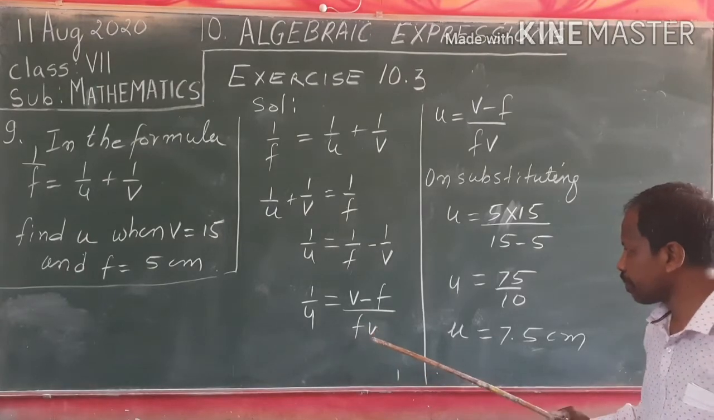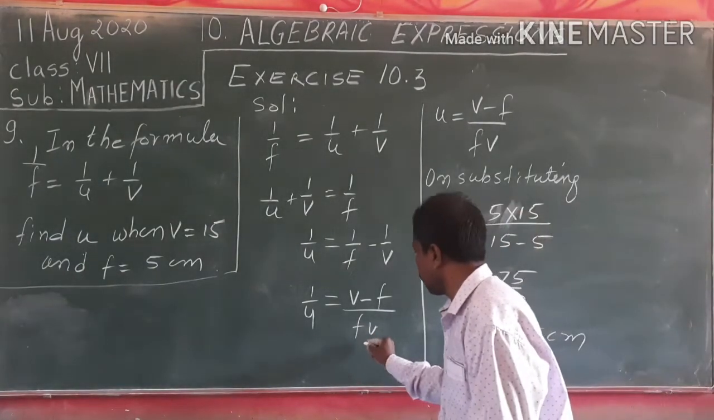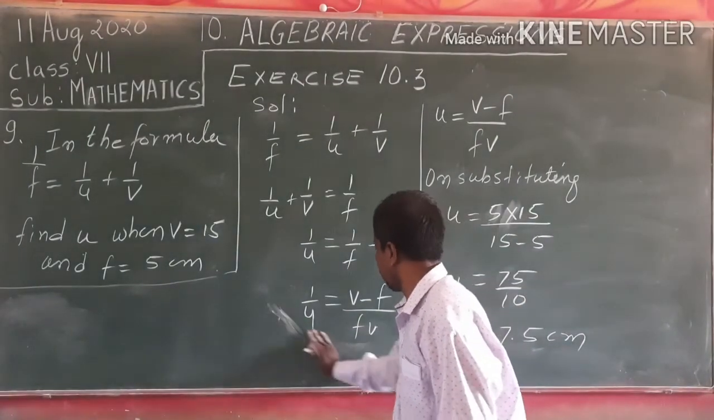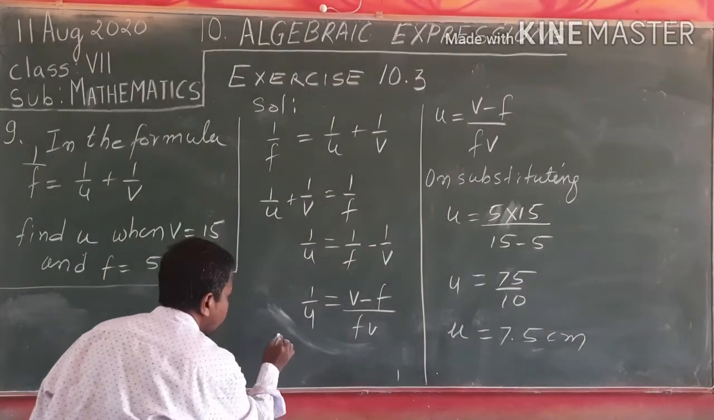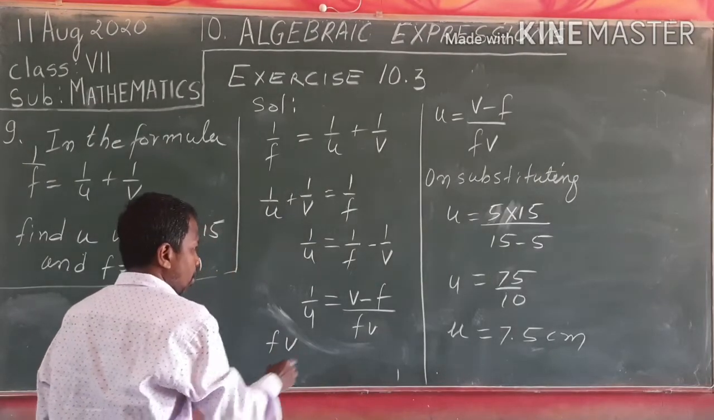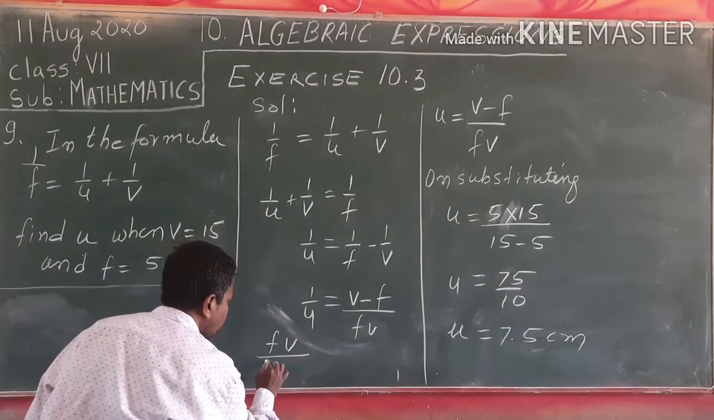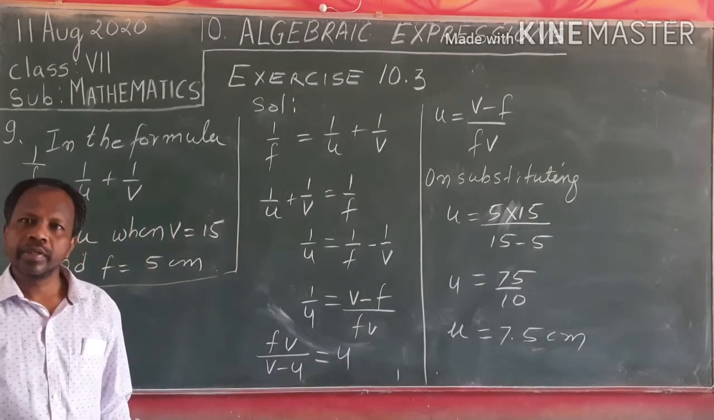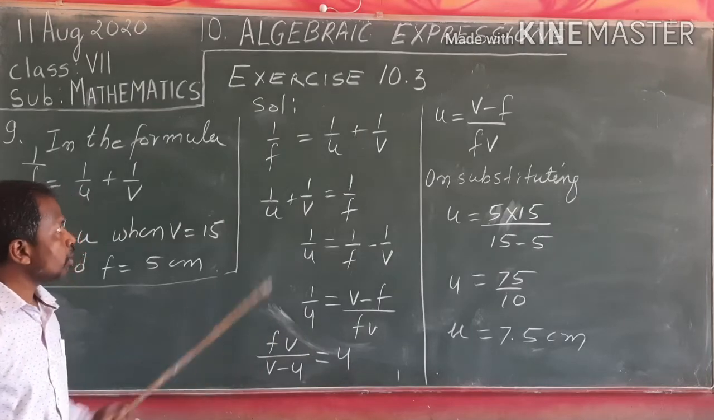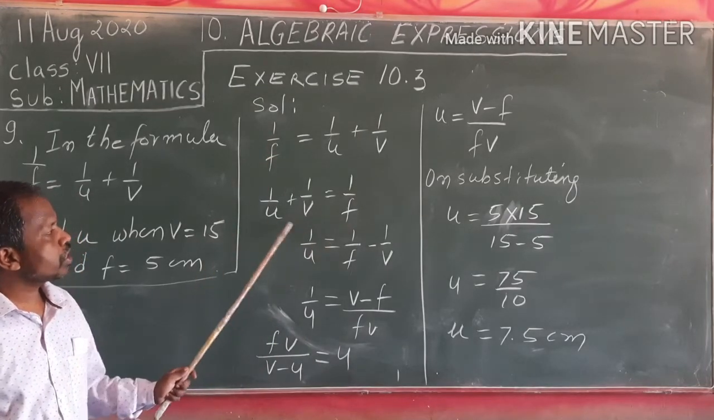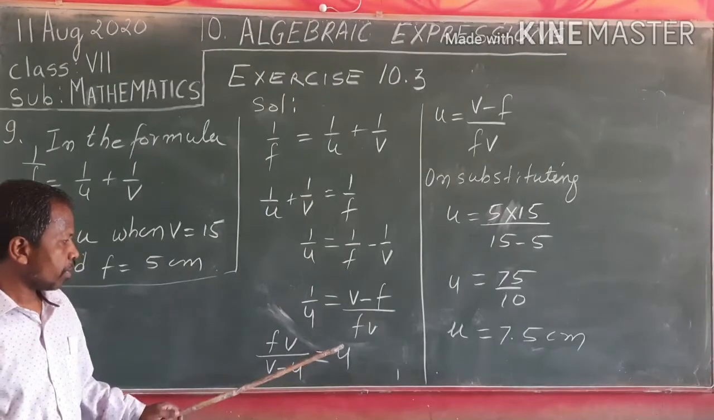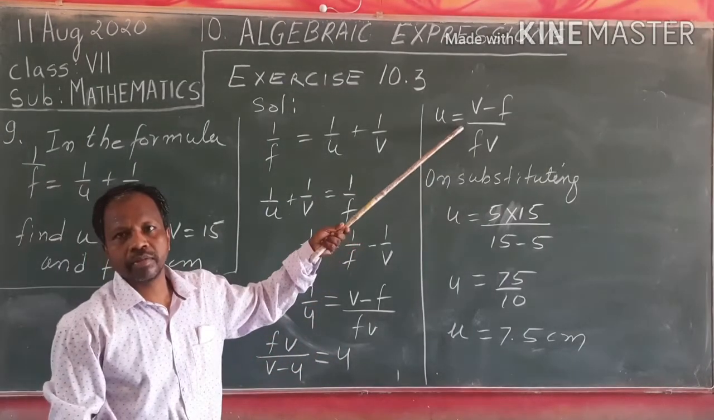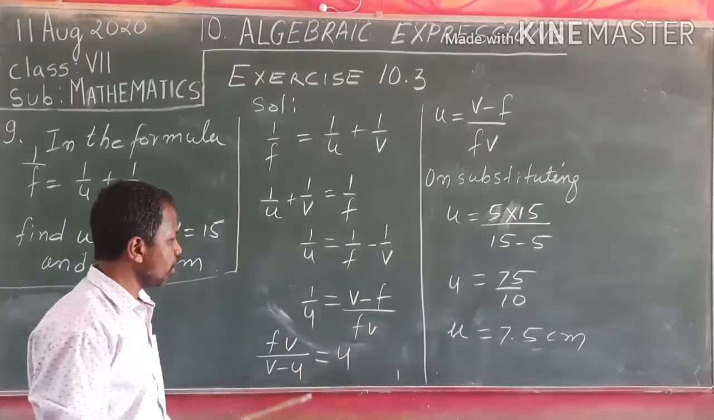Now again, if you take this to this side, it will become FV, and V minus F, and we get U. You get it this way. So we should not have changed here actually, but since I have done it, I have written this way. The same thing is written like this.